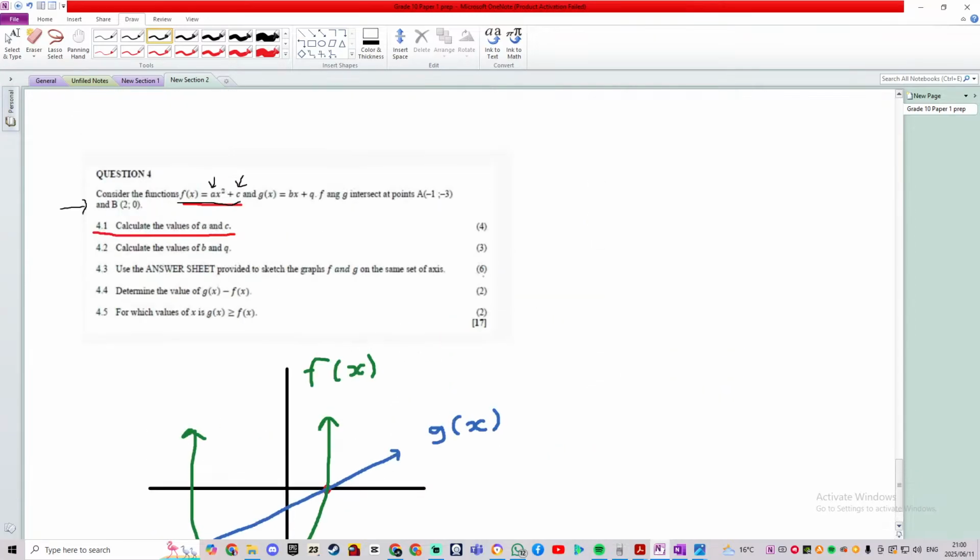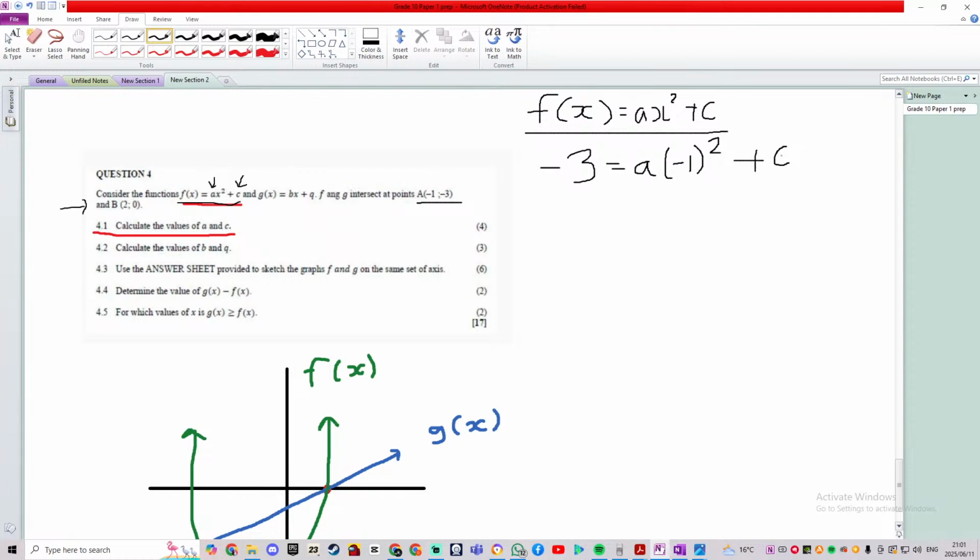Let me just zoom out here. We're gonna do for f of x, we're gonna have ax squared plus c. Okay, Miles, that was brilliant, by the way. Are you in my class? Ish. Why are you laughing? The first point a, I'm gonna substitute in there. So I'm gonna have minus 3 equals a times minus 1 squared plus c.